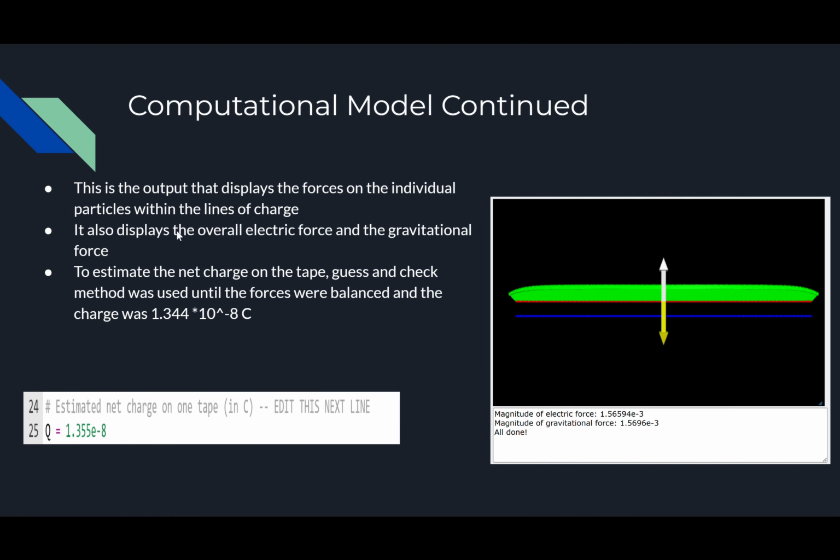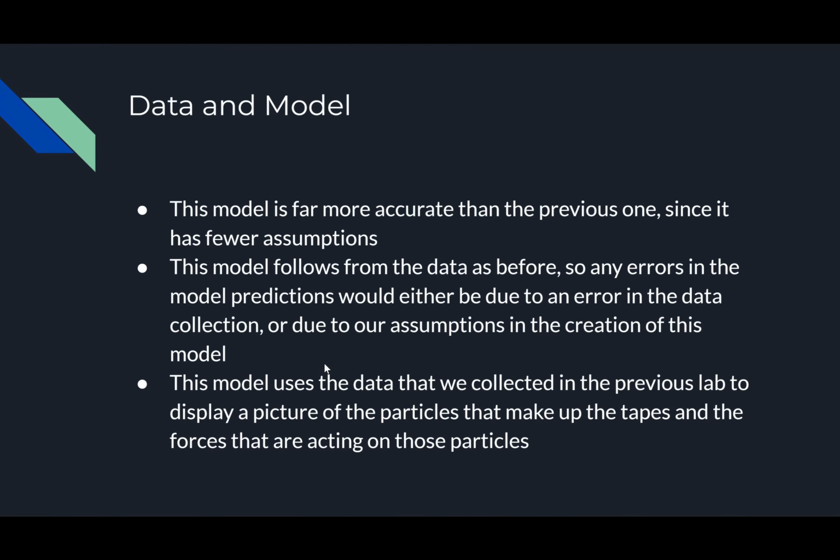So this is the output. This is the picture that we get, where you have all of these arrows that are representing the force on each individual particle, and then we just have our total forces here in the middle. We use guess and check to find the net charge on the tape, which was 1.355 times 10 to the negative 8 coulombs. And this model is a lot more accurate than the previous one, since it had fewer assumptions. This model follows from the data seen before, so any errors in the model predictions would be due to either an error in the data collection or an error in our assumptions in the creation of this model. This model uses the data from the previous lab, so everything should follow from there.